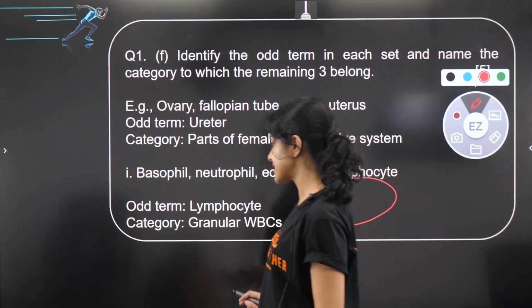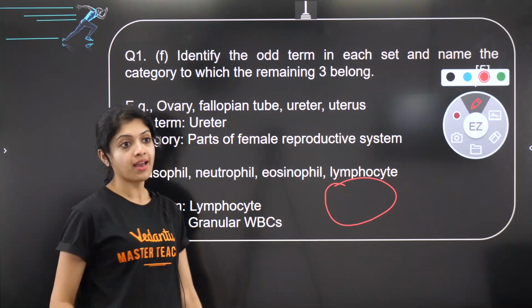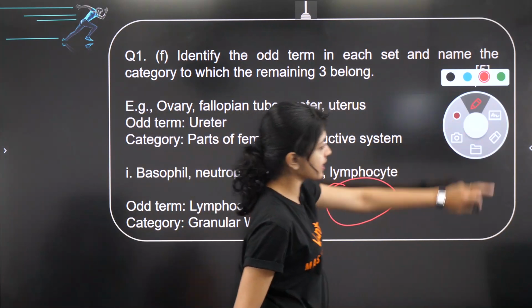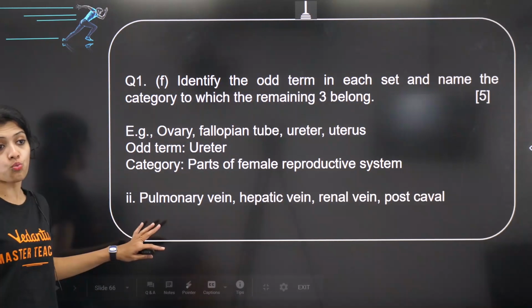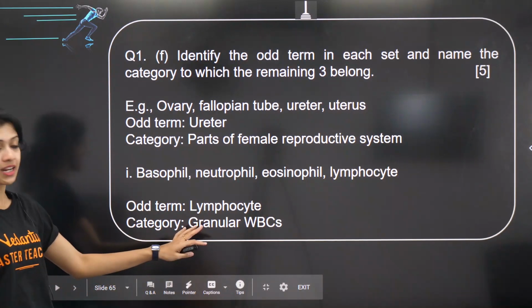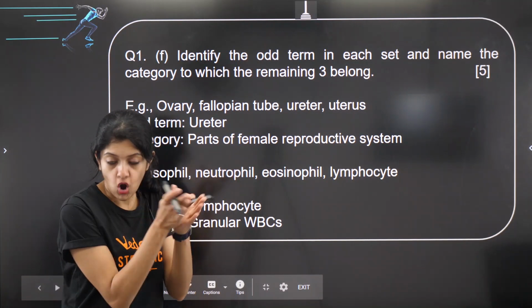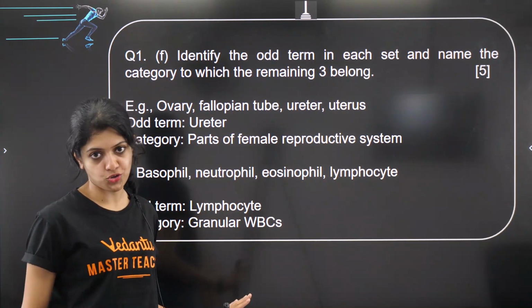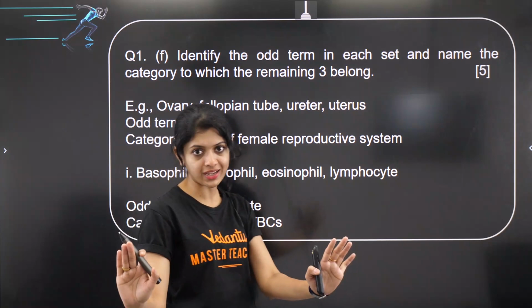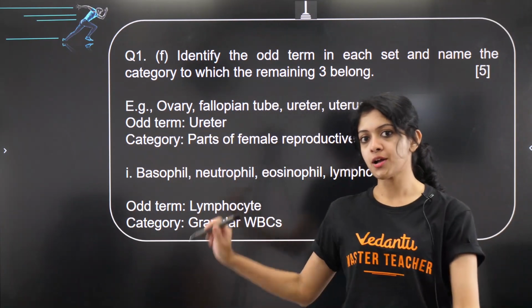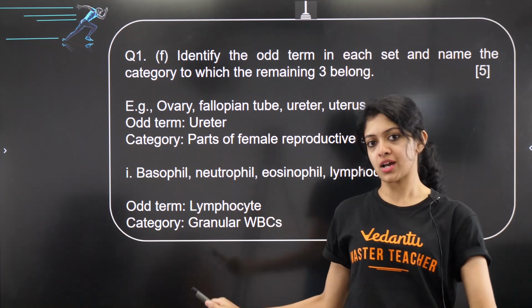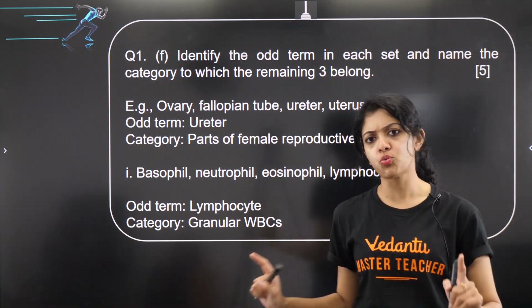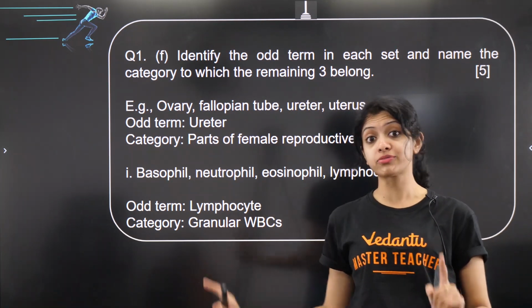Lymphocytes and monocytes are exceptions. They are agranular WBCs. So what is the category that you have to write? The category would be the common thing for the other three terms. That would be the category that you have to write. I hope you've got the logic correctly. If you've not, have a look at both the questions we've done before. Think about why we are writing this as the name of the category.